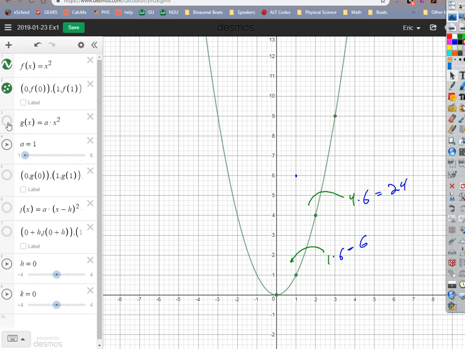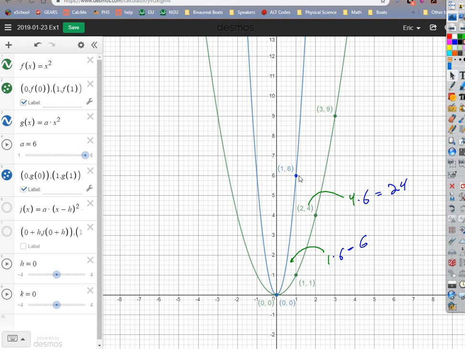All right, and then there's the dilated one, right? So instead of this point being at 1, 1, it got moved up to 1, 6, just like we said. Okay, it got stretched up there. The whole thing got stretched up. So there's the A part, right?